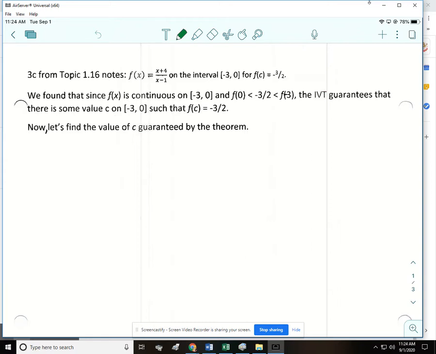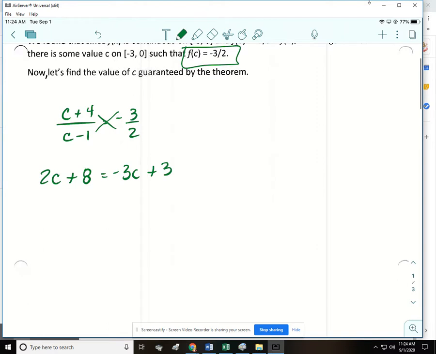All right, so I'll start off by putting c in for all of my x's. And then we're going to set it equal to what we wanted. So I basically just wrote that as an equation. f of c is when x is c, and that equals -3/2. All right, so there'll be all kinds of different types of equations to solve at this point, but this one is a rational equation that we can solve by cross multiplying. All right, and then solving for c. So we get that value of c is -1.